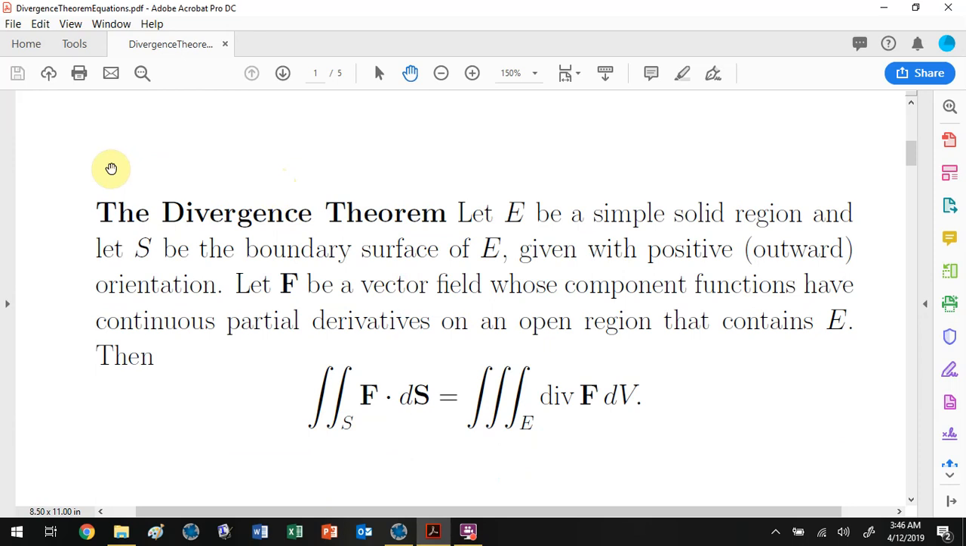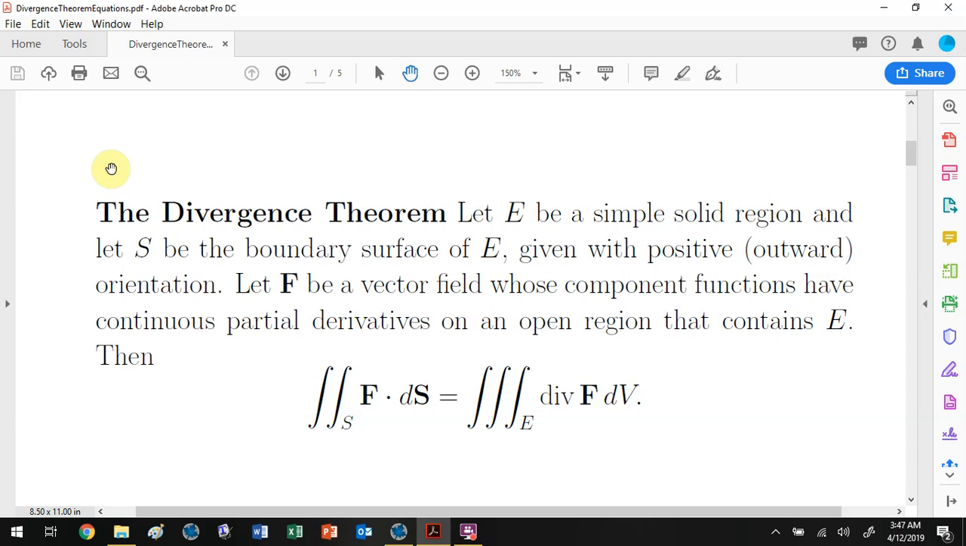So you start with a simple solid region E, and S is the outside of the shape. Sometimes we'll call this the boundary surface of E. It's the positive orientation, which is just the outward orientation. So like we mentioned in class, if you have an enclosed shape, you can have an outward normal for the orientation of the surface or an inward normal. In this case, we'll call the positive orientation the outward normal for that shape.